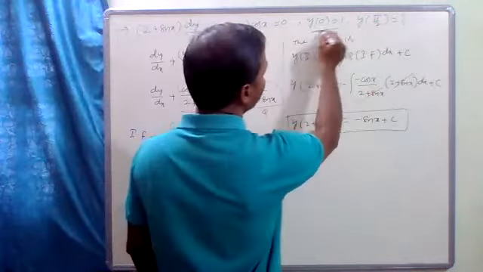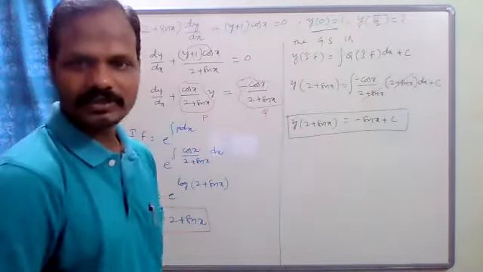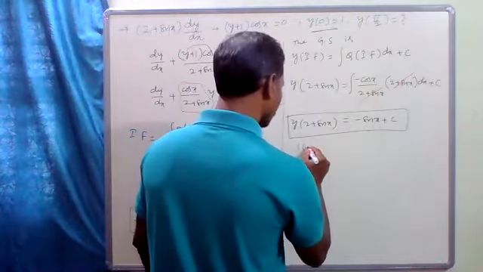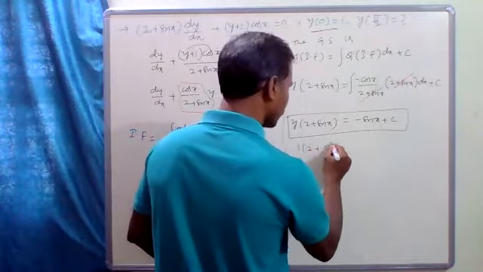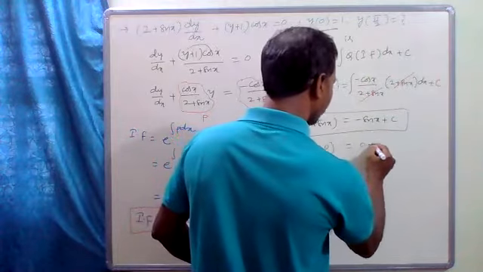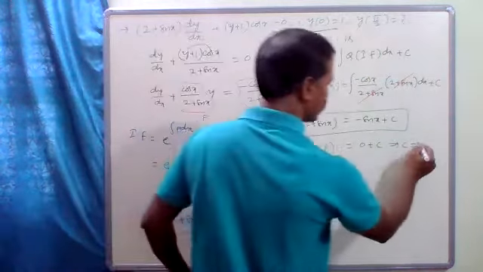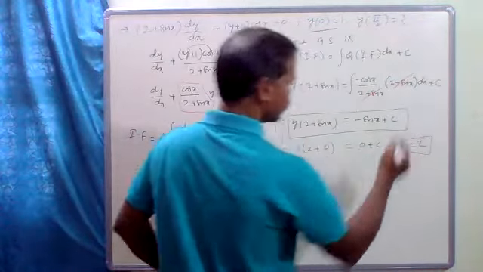So what is given? y of 0 equals 1. So substitute x equal to 0, then y equal to 1. So 1 into 2 plus sin 0 equals 0 plus c. This implies what is c? The c value is 2.